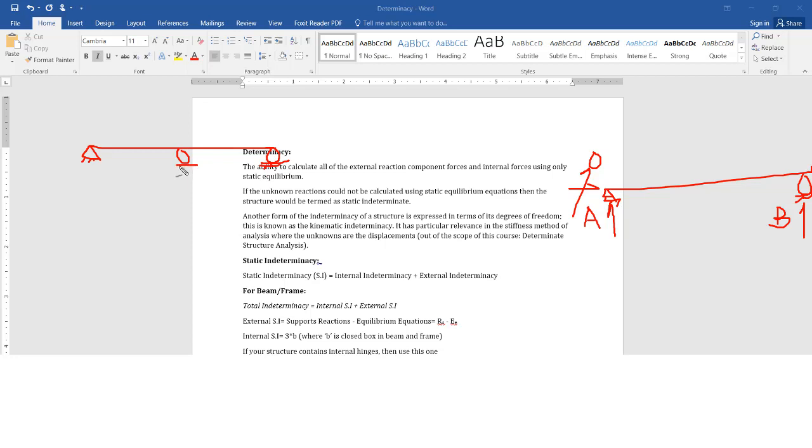If you have a situation like a continuous beam, like this continuous beam, in this case you have three unknowns. At the roller supports and hinge support you have three unknowns. You have three unknowns and two equilibrium equations. So in this case you have a structure indeterminacy of 1 degree.